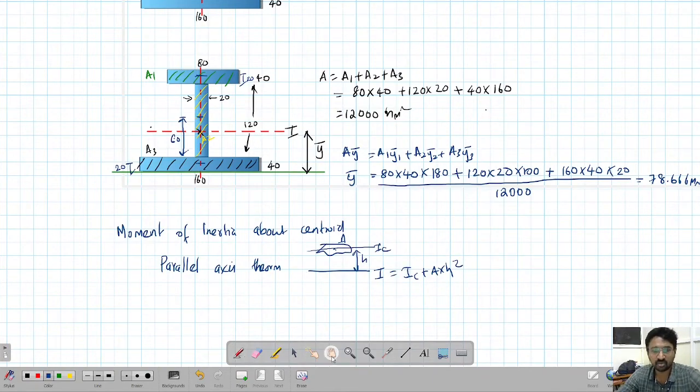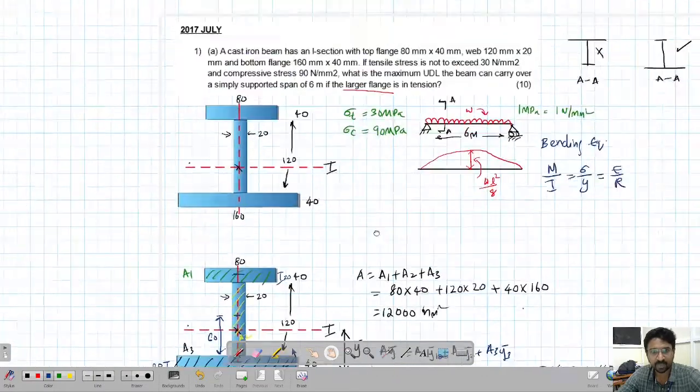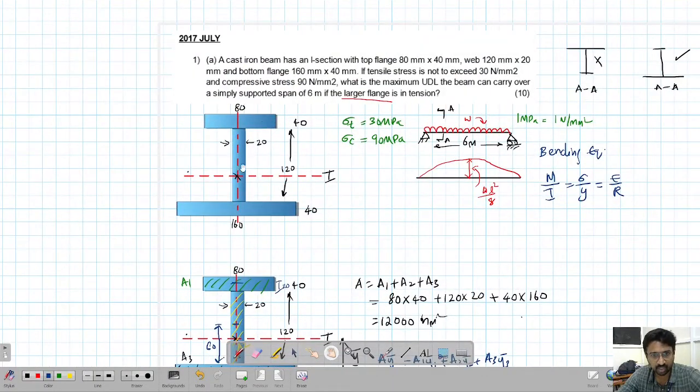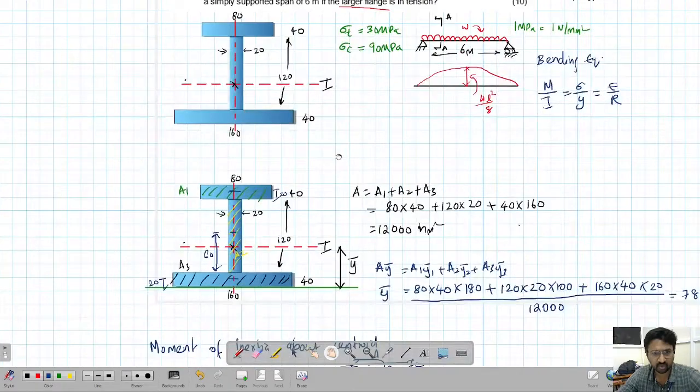So what we have to find is three moments of inertia. First, we have to find the moment of inertia of this body about the centroid. Then we have to find the moment of inertia of this body about the centroid. Then we have to find the moment of inertia of this body about the centroid. Okay, that is what we are going to do now.